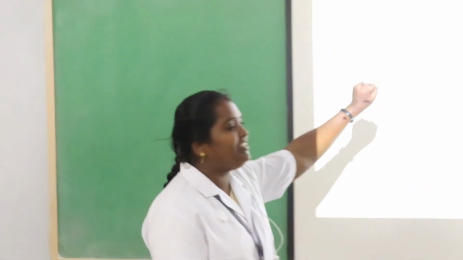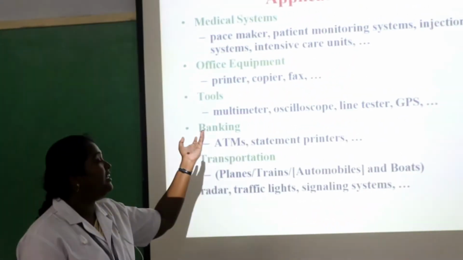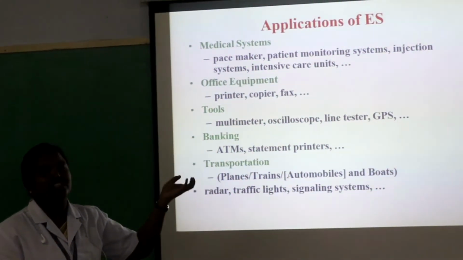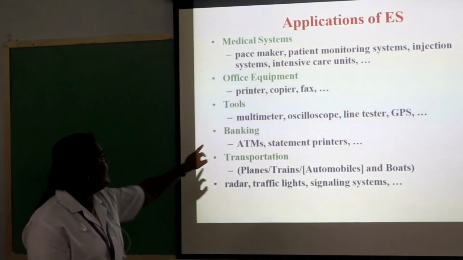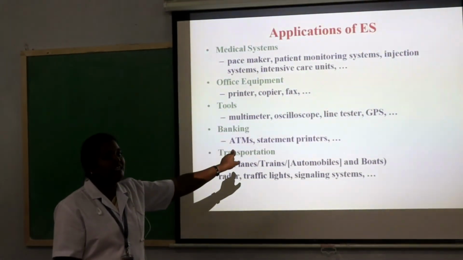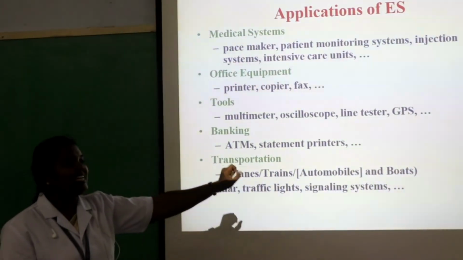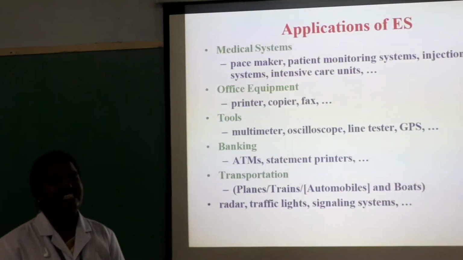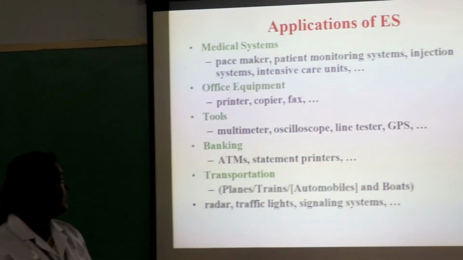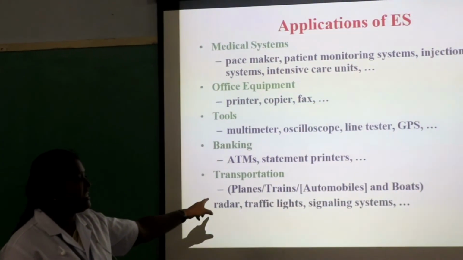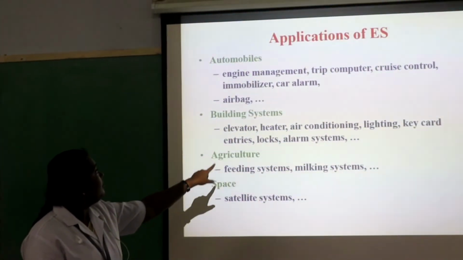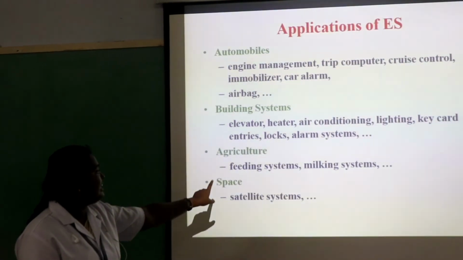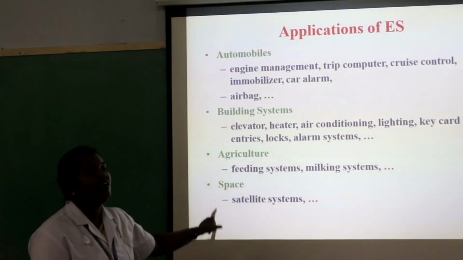Next one, office equipment. We already know printers, copiers, Xerox machines and fax machines depend upon embedded systems. Next one, tools: multimeters, oscilloscopes, line testers, global positioning system and GPS trackers are all embedded oriented. And banking, transportation, automobiles, building systems, agriculture and waste are all based upon embedded systems.